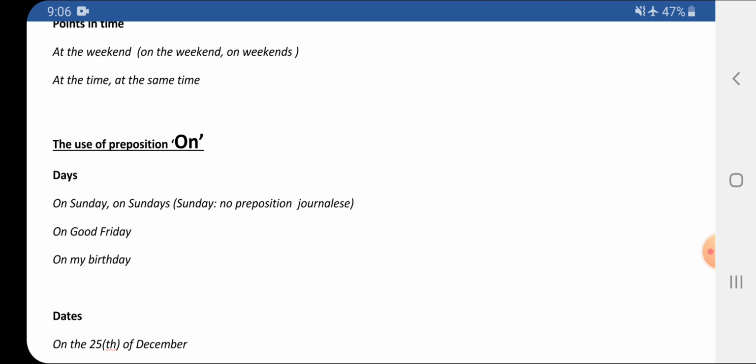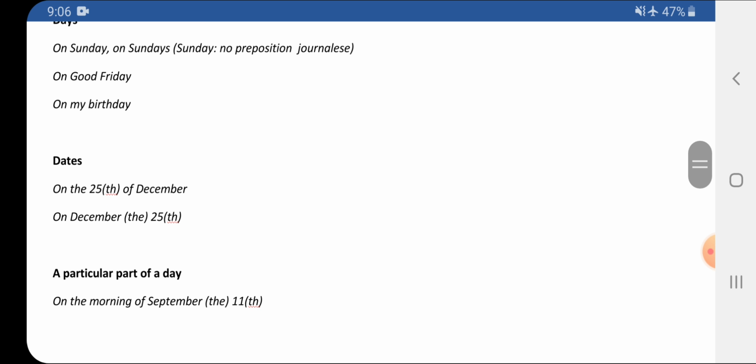After that, the last preposition we have here is the preposition on. On is used before the names of the days, Sunday to Saturday, like on Sunday. Also in plurals we can use on Sundays, on Good Friday, on my birthday. So before the names of the days of the week, we use the preposition on.